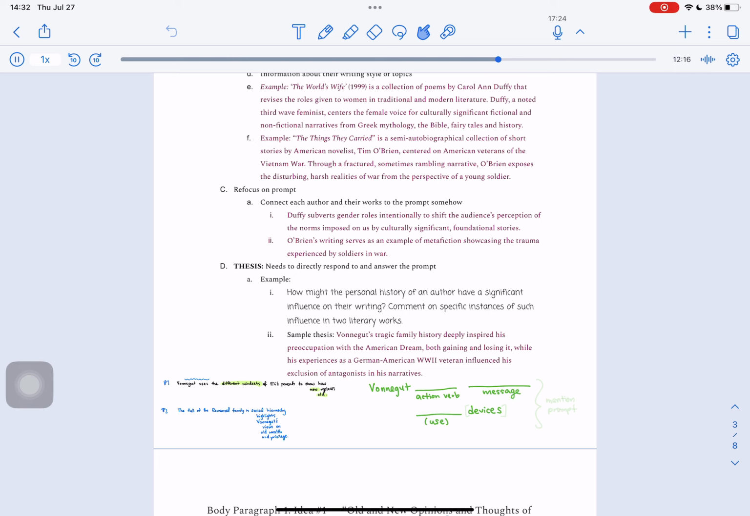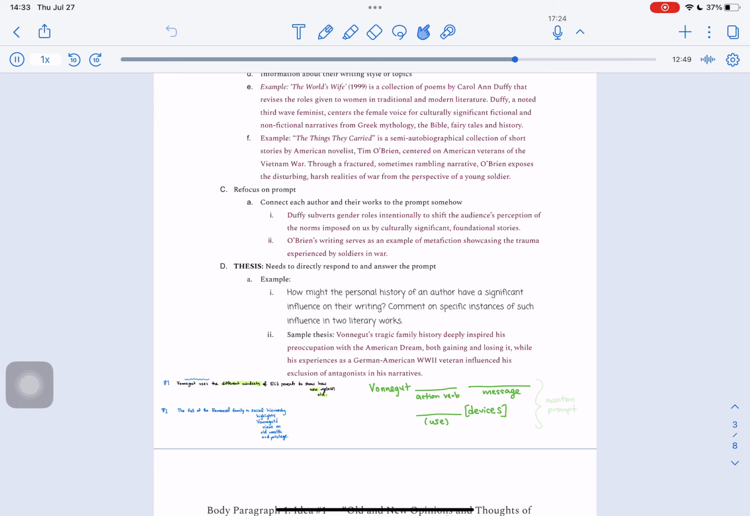Okay, we have two main parts here, okay? That you need. Vonnegut uses what devices? That's the first part. And then Vonnegut uses those devices to do what? Okay? That's all you really need for a thesis. If you're doing 2 authors, then you just do this with both authors. Use these devices in order to make this message.